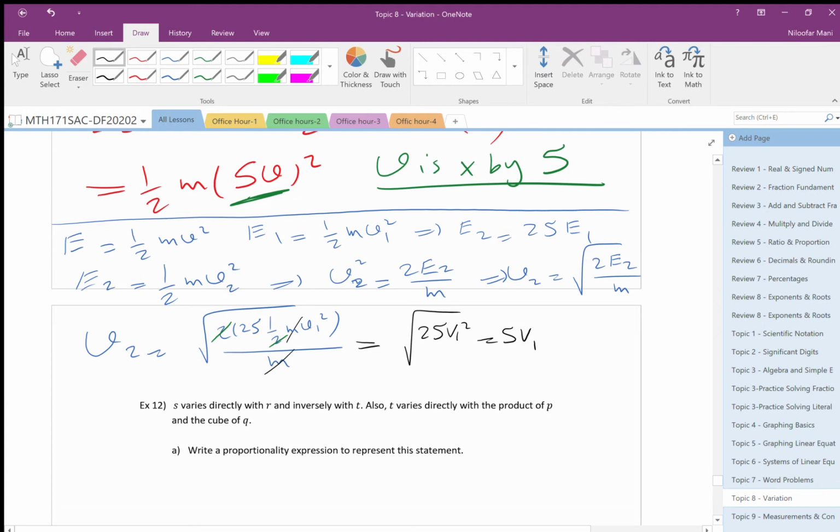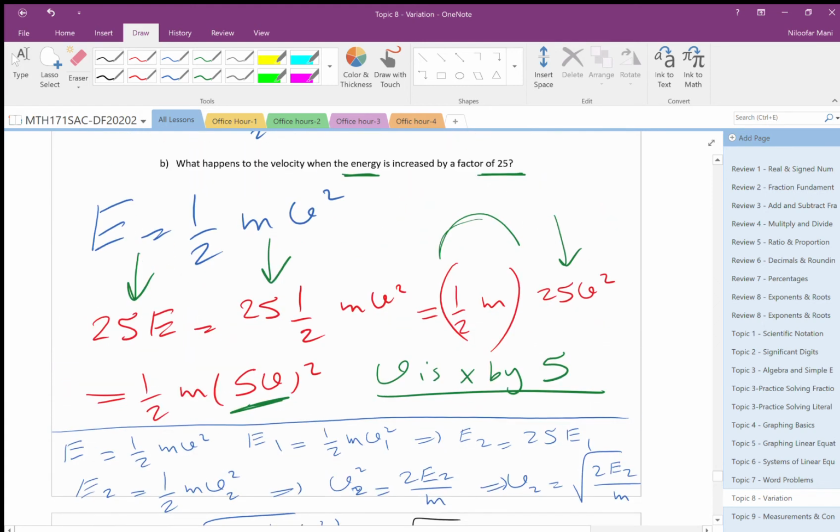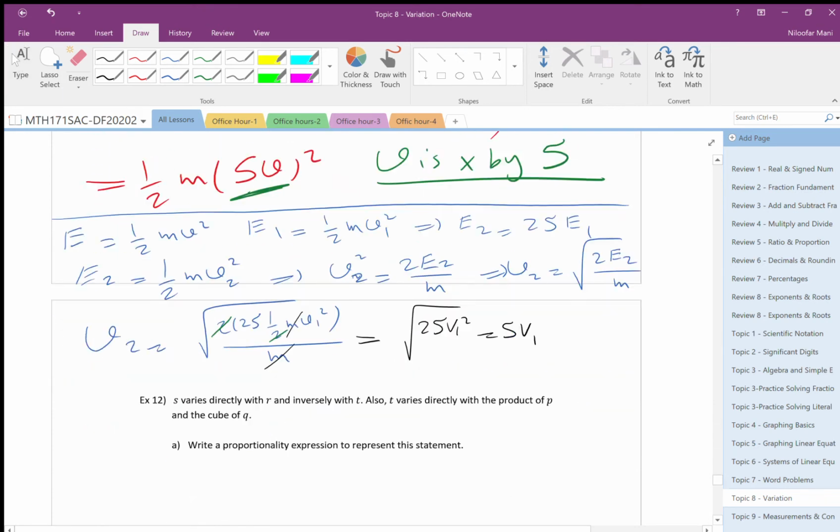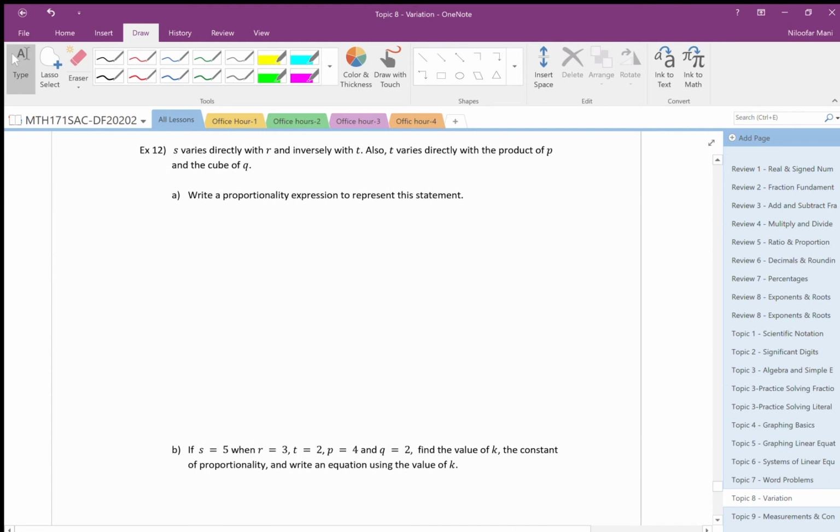This is mathematically. But if you don't want to do it mathematically, the first one that I did, and it's so big, is also correct, and I accept it.